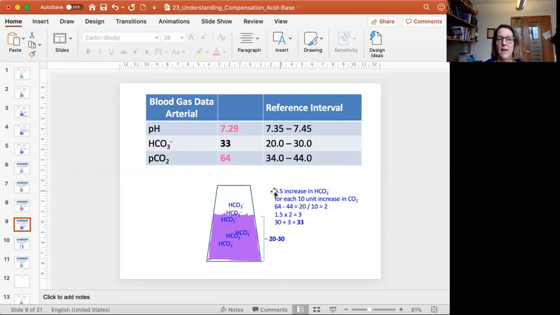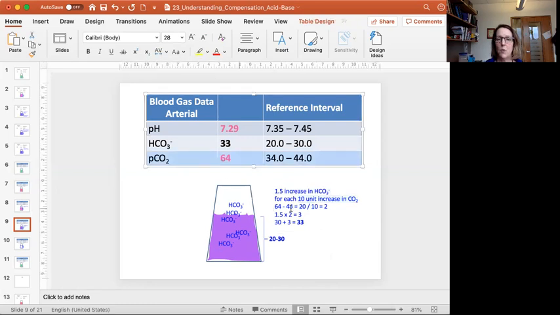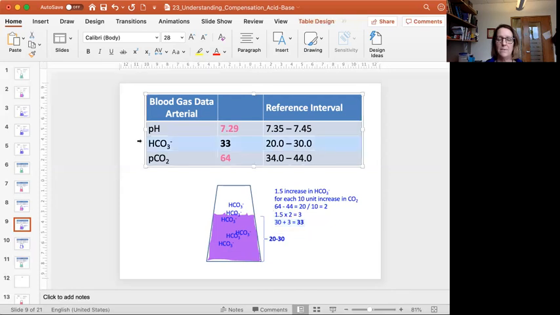We do the calculation, and that is a 1.5 unit increase in bicarb is what is expected for every 10 unit increase in CO2. Well, I just said we're 20 units above the reference interval. Divide that by 10 and we end up with 2. So we are 2 times too high. So we multiply 1.5 by 2 and we end up with 3. Perfect or adequate compensation in this individual would be if bicarb were at 33. Bicarb happens to be at 33, so this is considered adequate compensation.